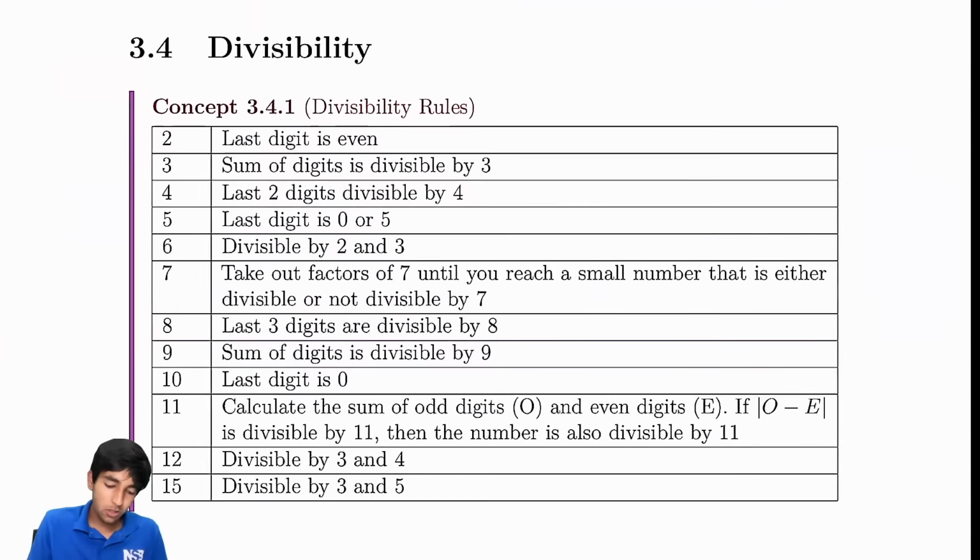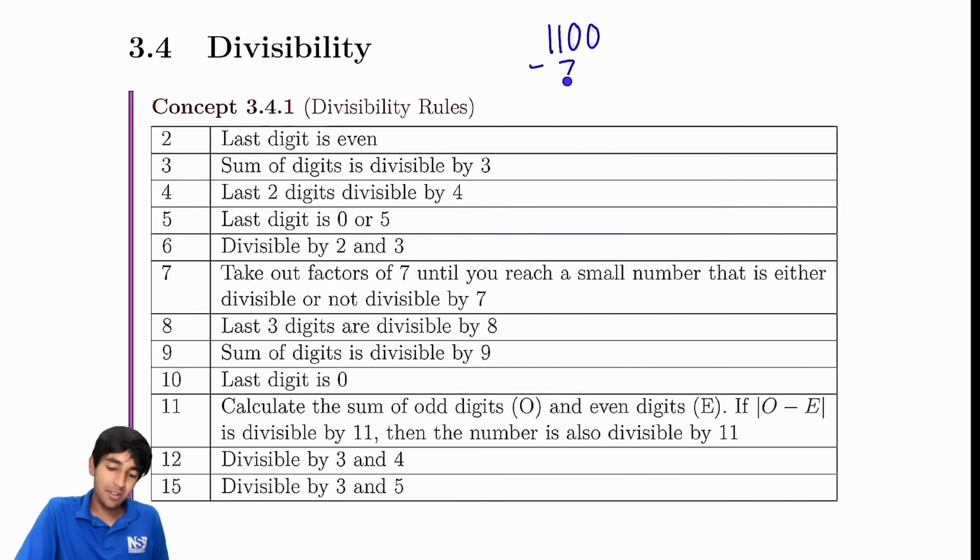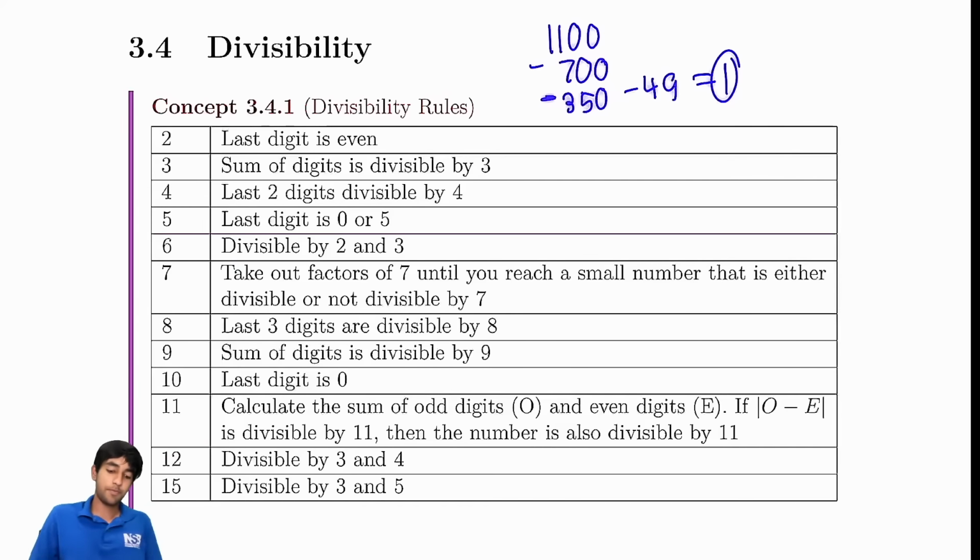And divisibility rules, I'm sure these ones you all know. In fact, for 7 and 11, 11 you guys know, but 7 and other obscure ones like 13, 14, the strategy I like to use is you just take away multiples of 7 until you reach something manageable. For example, 1100, you subtract 700, then maybe subtract 350, and then subtract 49. You're left with 1, so it's 1.